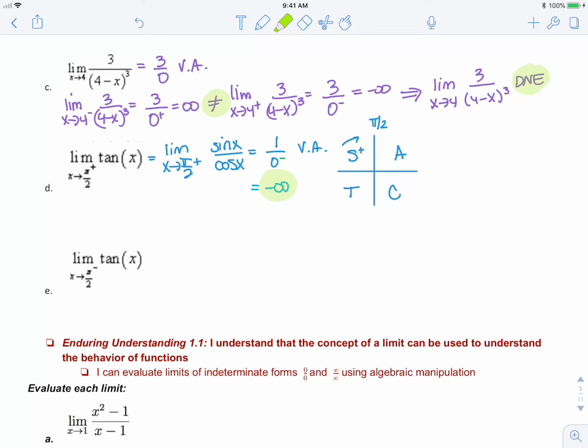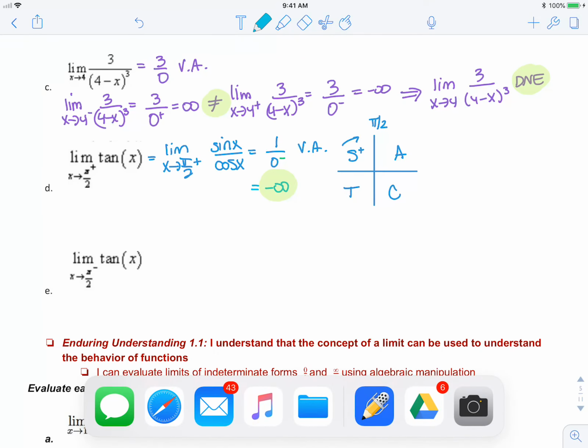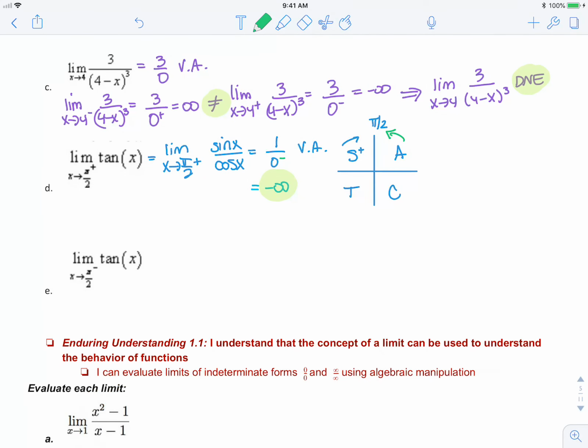So now we want to use the same idea, but we are approaching from the left side or from the smaller side. So now for this problem, we are approaching from this direction, and that's where everything is positive. All trig values are positive. So that's going to be 1 over positive 0, which is positive infinity. So we know the overall limit as we approach pi over 2 does not exist.